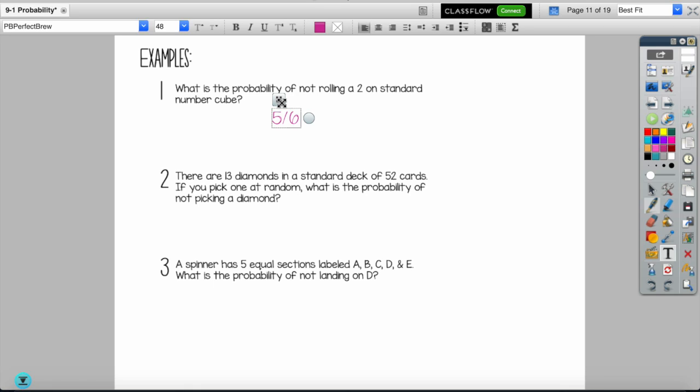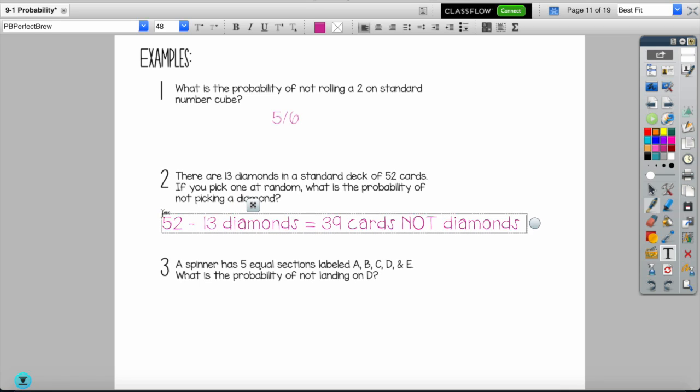There are 13 diamonds in a standard deck of 52 cards. If you pick one card from the 52 cards at random, what's the probability of not picking a diamond? Well, if there are 52 cards in a deck and there are 13 diamonds, you subtract those from each other, and that leaves you with 39 cards that are not diamonds. So the probability of not picking a diamond is 39, the number of cards that are not a diamond, divided by 52, our total set. That does reduce down to 3/4.